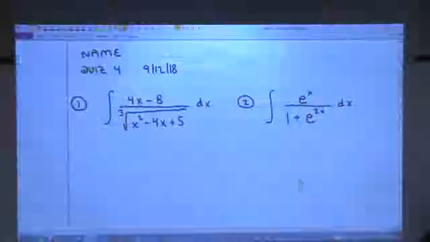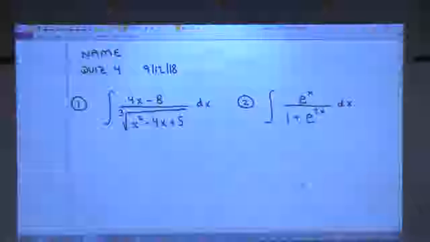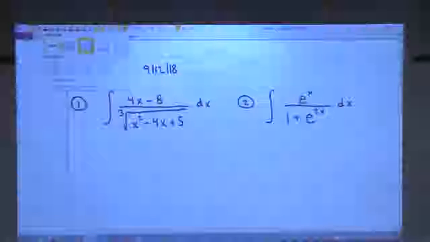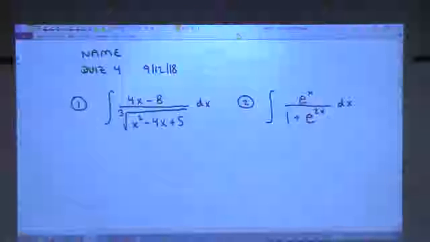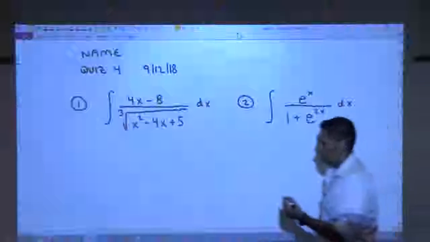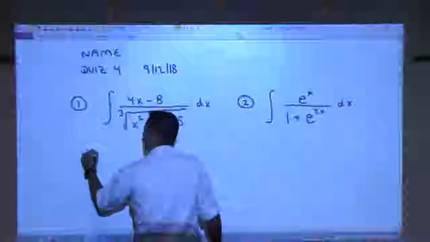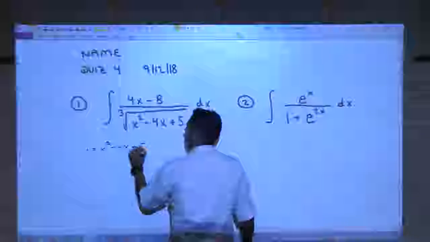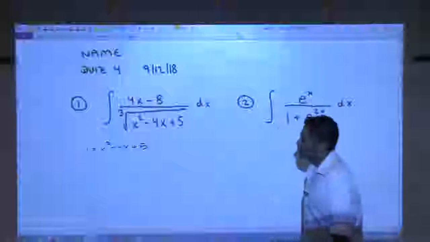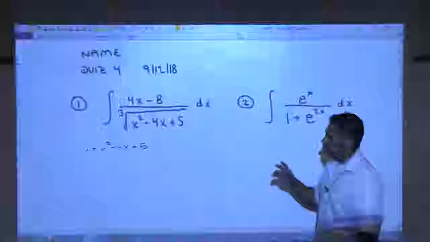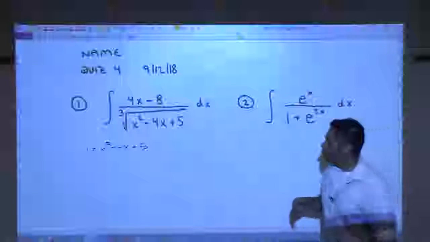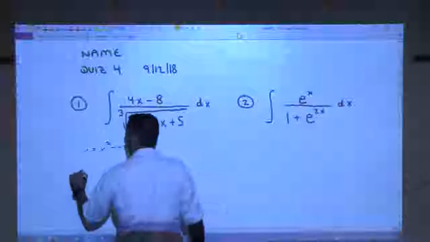Okay, how about the first one? Was the first one tough? Yeah. What's the substitution that we need to make on the first problem? x squared minus 4x plus 5. So we take x squared minus 4x plus 5 as our u substitution. The reason we're doing that is because we're looking for something in its derivative, right? And I kind of have that, don't I? I kind of have it.